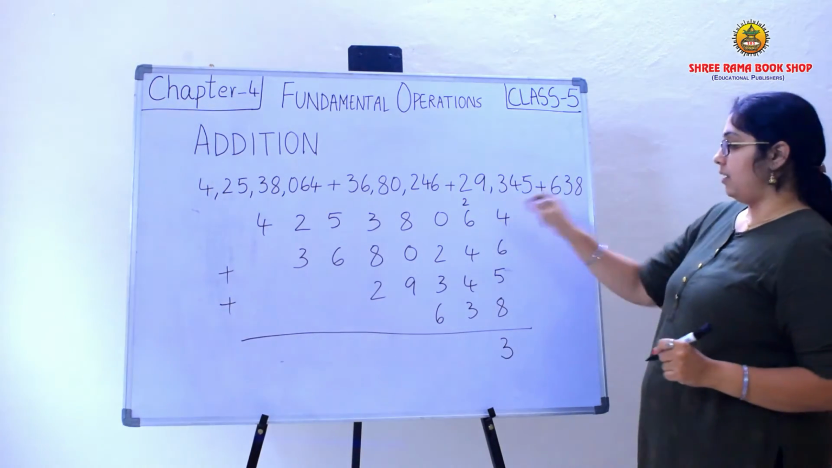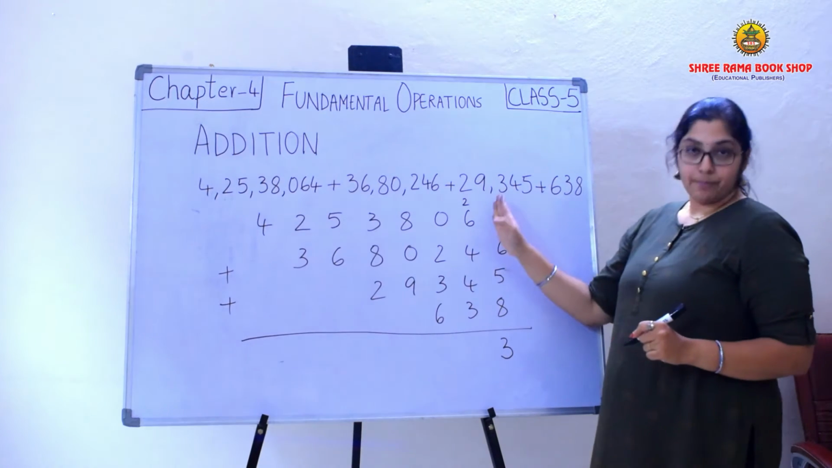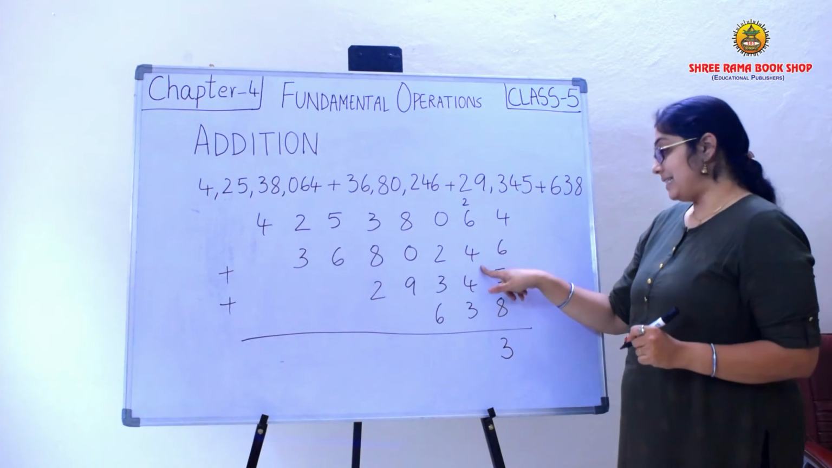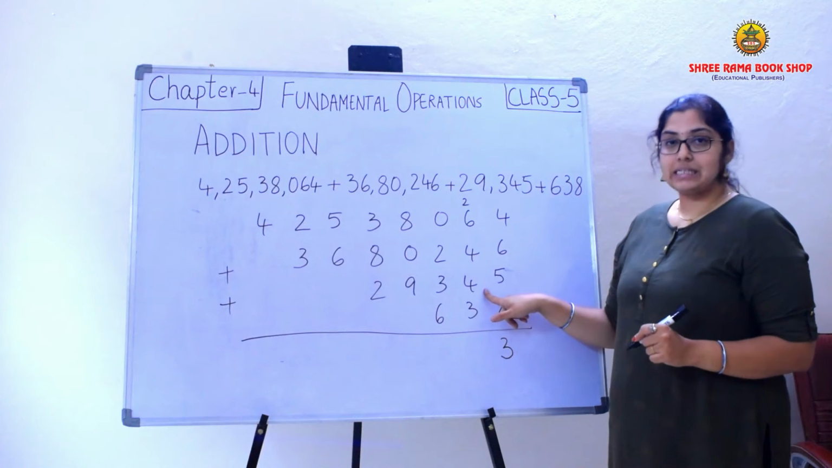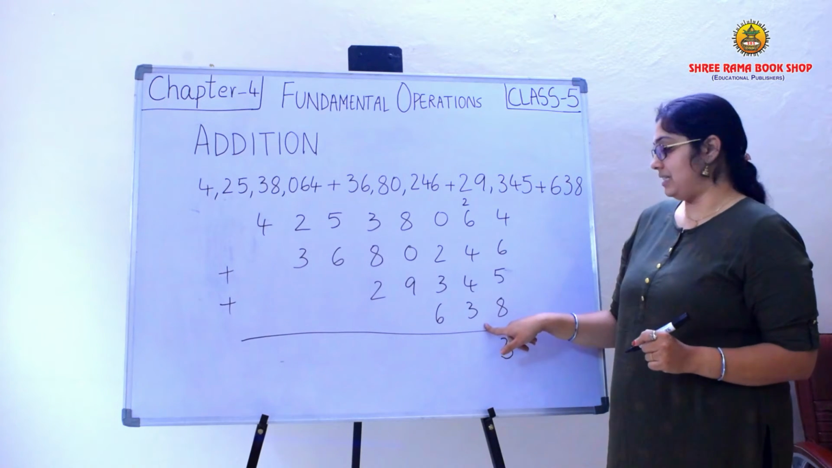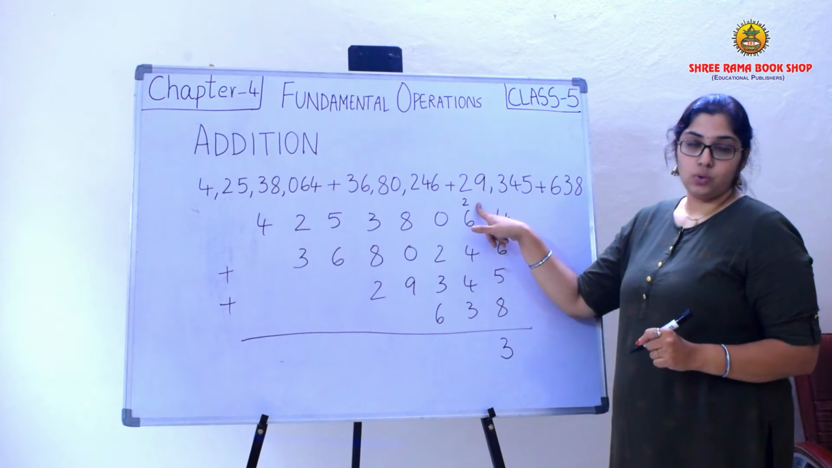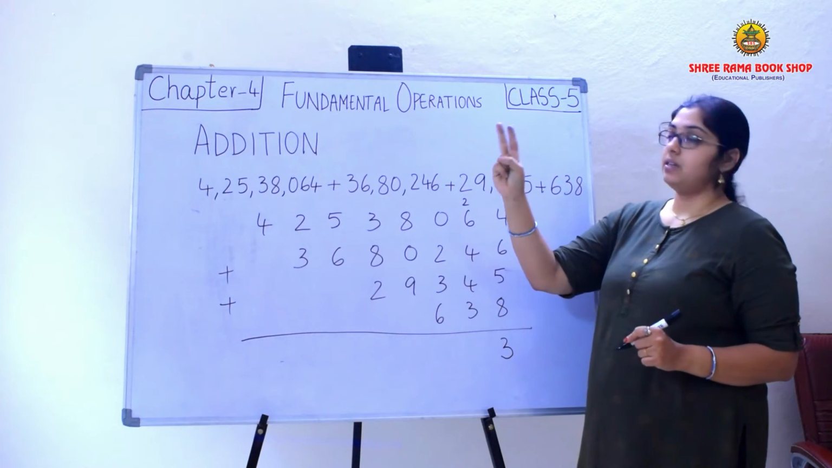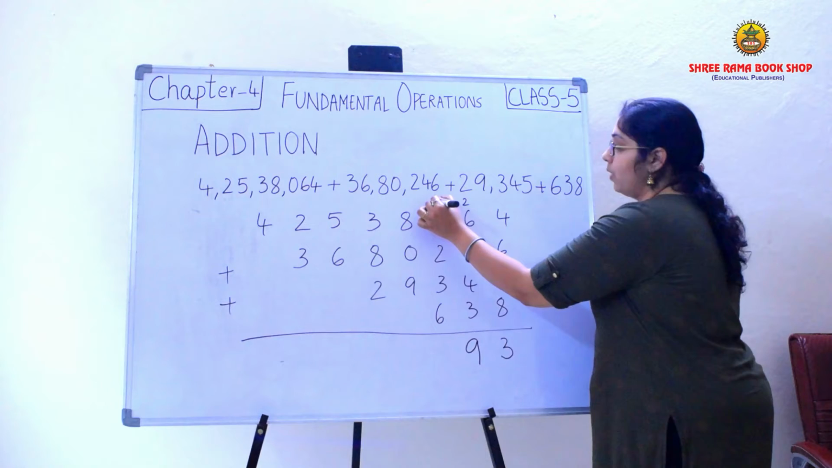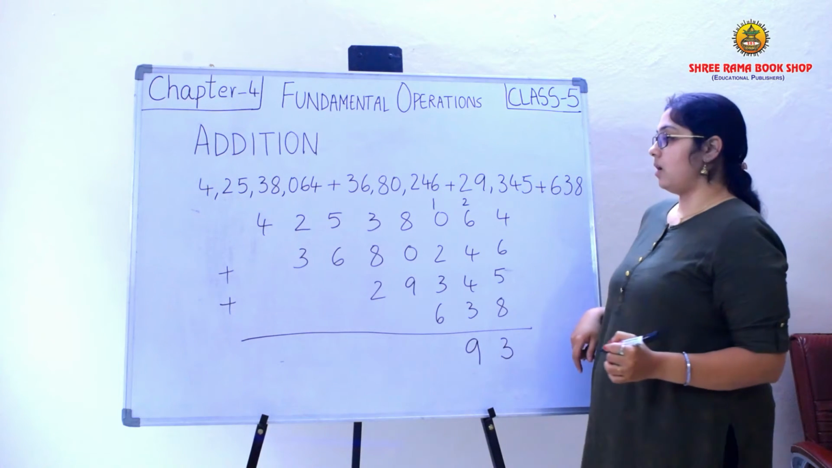Yes children? Now 6 plus 4, I am moving to the tens column. Now it is 6 plus 4, which is again 10. 10 plus 4 is 14. 14 plus 3 is 17. 17 plus 2, after 17, 18, 19. So 9, and 1 carry to the hundreds column.